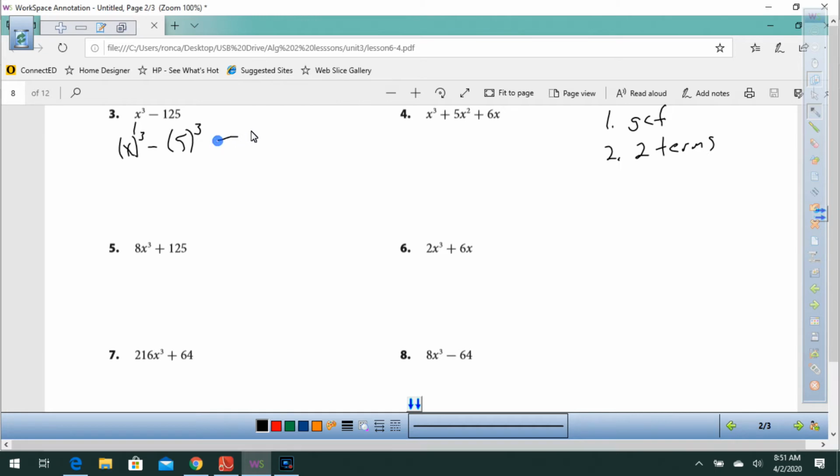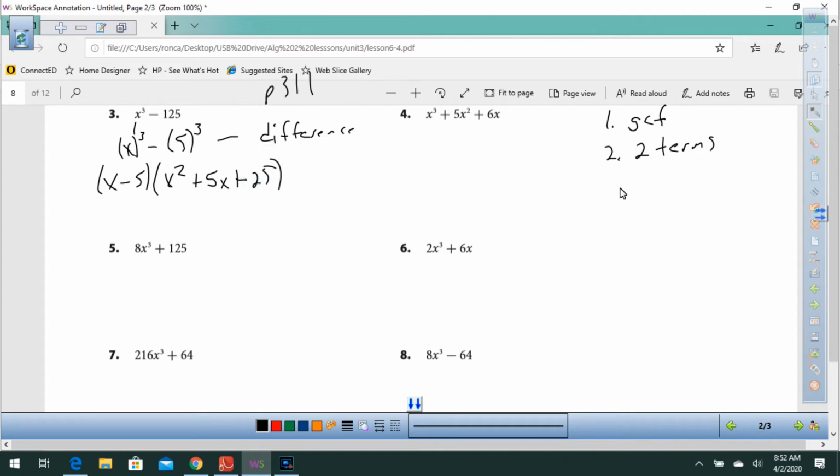This is what we call a difference of perfect cubes. If you look on, I believe it's page 311, there is an algorithm that makes finding these a whole lot easier. The algorithm says a minus b times a squared plus ab plus b squared. So that's x minus 5, times x squared, plus 5x, plus 25.